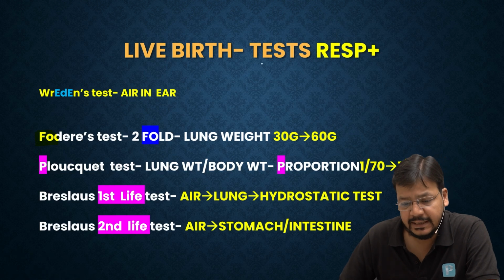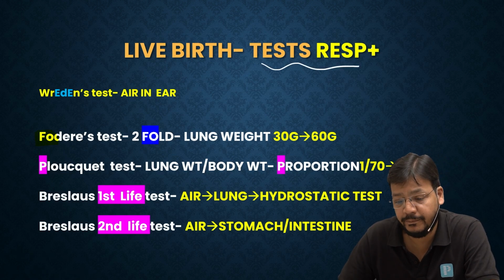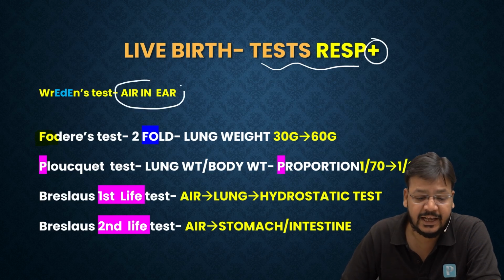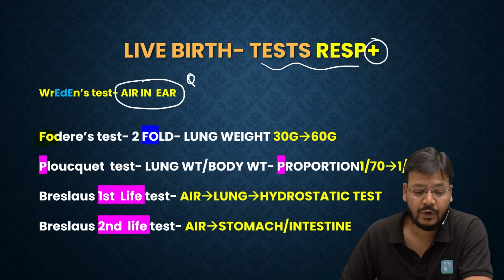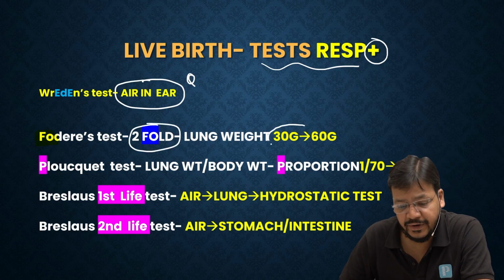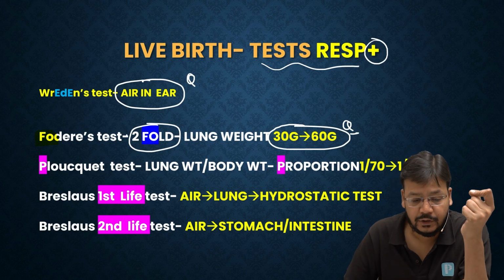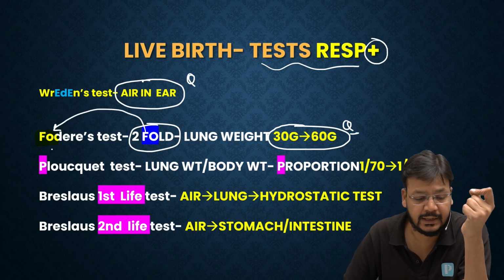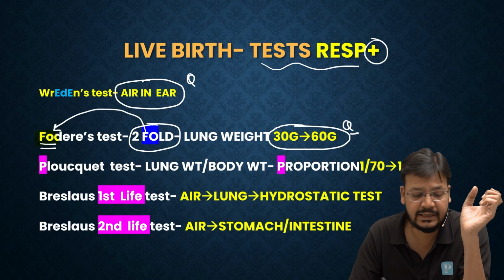Now, sir, what are the tests for live birth? Because in live birth, respiration is present. Ploucquet's test... Ogston's test is a test of air in the ear. Fodere test: after respiration, lung weight becomes 30 to 60 grams. That is twofold, so you can remember twofold Fodere test: lung weight becomes 30 to 60 grams.